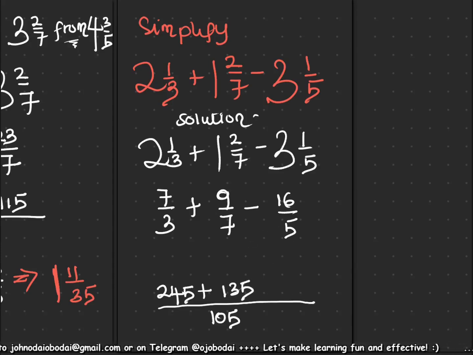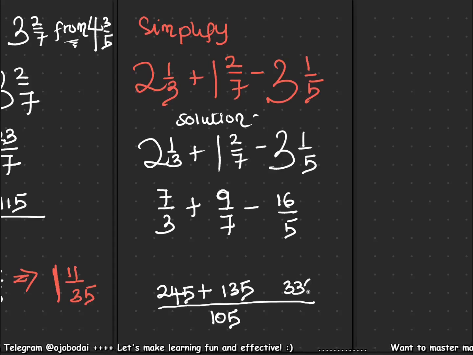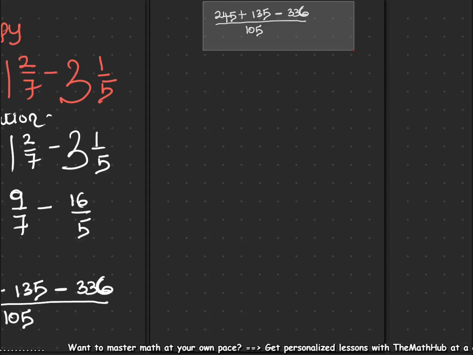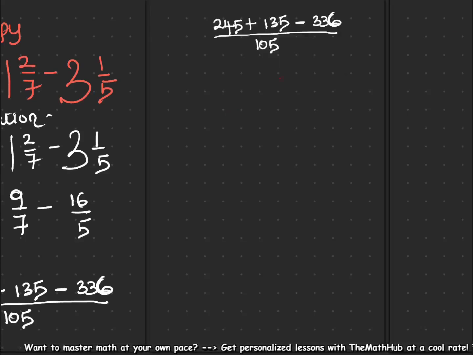Then we come to the 5 as well. 5 divides 105, I think that would be 21. So 21 times 16 gives us 336. And take note of the subtraction sign you have here. Now this is what we have. Let me copy that. We have 245 plus 135 minus 336. You can perform that arithmetic.